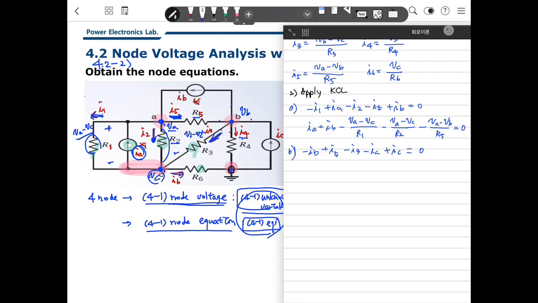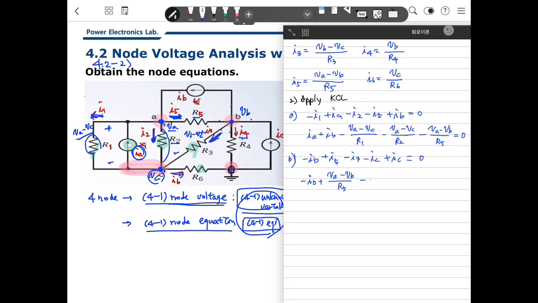So minus IB plus I5, which is (VA minus VB) over R5, minus I3, which is (VB minus VC) over R3, minus I4. I4 is VB divided by R4, plus IC, and IC is 0. This is another equation, the node equation.